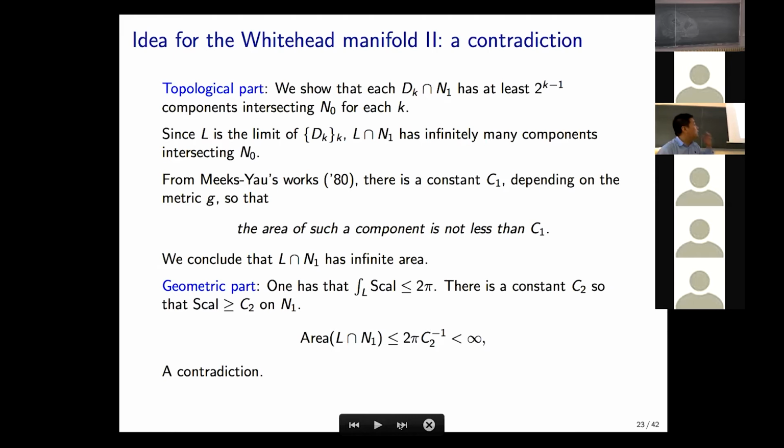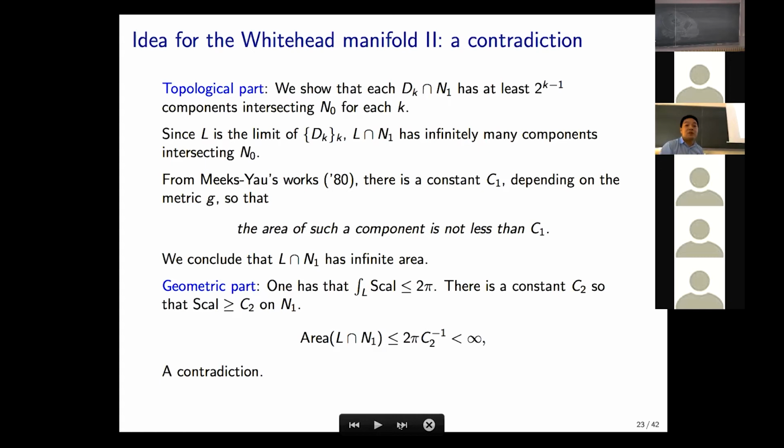Okay, from the geometric part, we know the integral of the scalar curvature of the Whitehead manifold along L is bounded above by 2π. So we can find a constant C_2 such that the scalar curvature is bounded below by C_2. From this inequality, we know the area of the intersection of L and N_1 is finite. So we get a contradiction. Okay, does anyone have any questions about this proof?